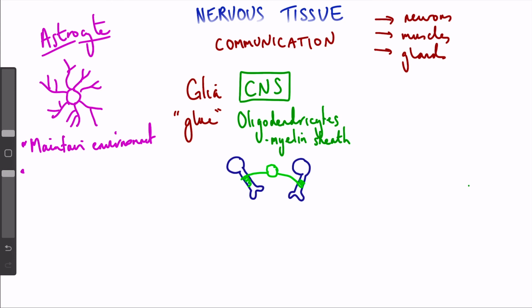They also form a very important part of the blood-brain barrier. So the blood is separated from the brain through a barrier because we don't want, if you've got toxins or drugs in the bloodstream, you don't want them to easily get to the brain to cause damage. So astrocytes, they are part of this blood-brain barrier to stop it.